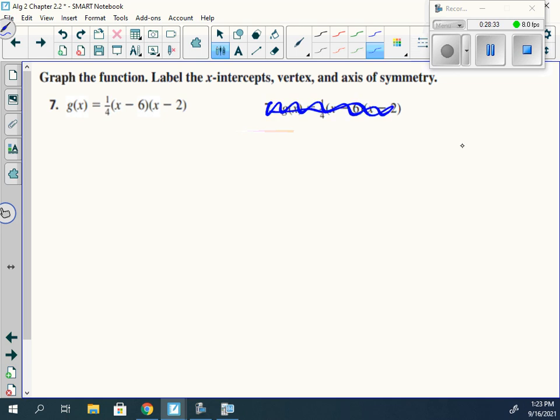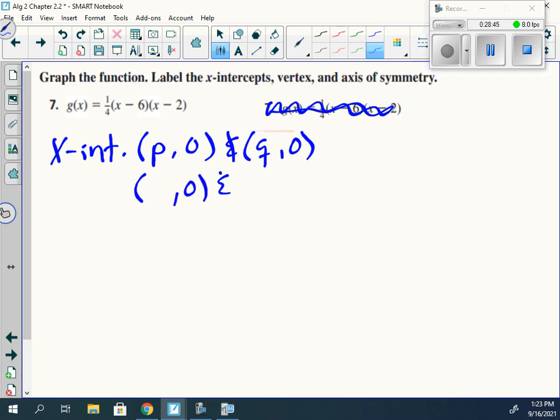It's just the same problem. Now the x-intercepts are going to be p comma 0 and q comma 0. So we need to find the values of p and q. Well, what are they going to be? 6 and 2. Now, since it is x minus 6 and x minus 2, they will both be positive or negative? Positive, because since the minus is already on the inside, they stay positive.